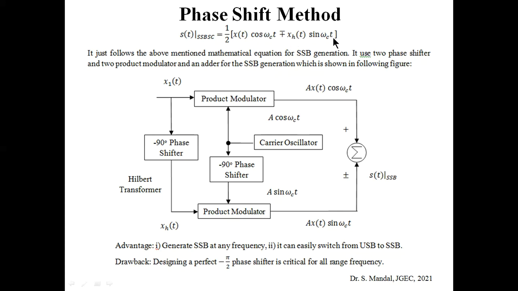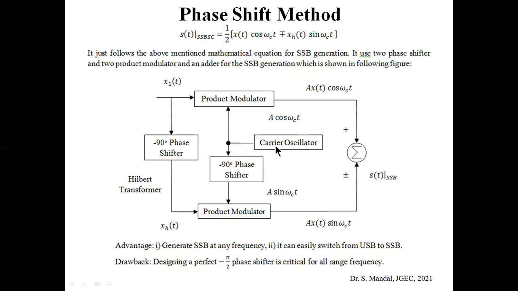Okay, so you can see that it is quite similar to the QAM, where there are x1(t) and x2(t), but here x(t) and x_h(t). Now after that, if we add them or subtract them, we can easily generate SSBSC. So this one is the input signal, sorry, this would be x(t). So we have used a minus 90 phase shifter, or you can call it a Hilbert transformer. The output of the Hilbert transformer or minus 90 phase shifter will be x_h(t).